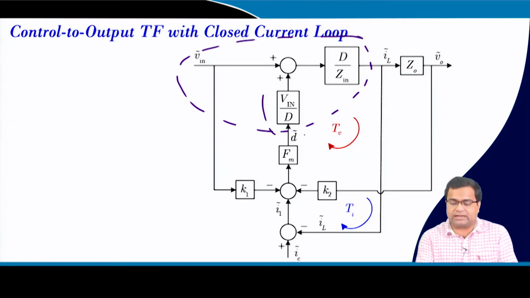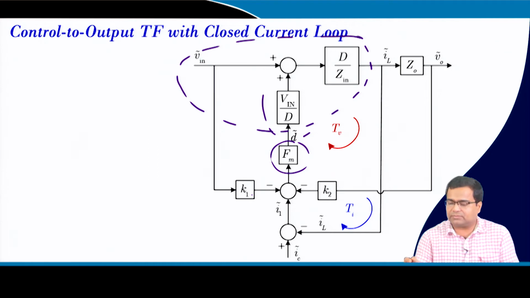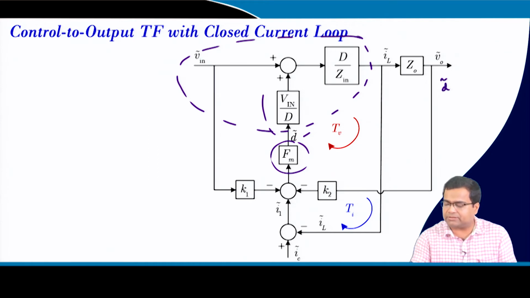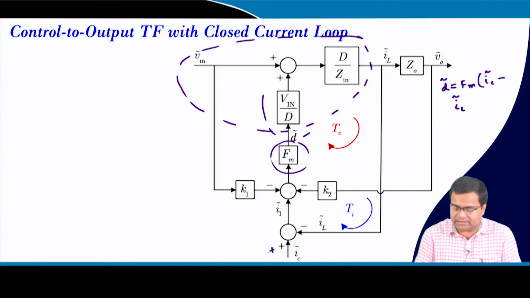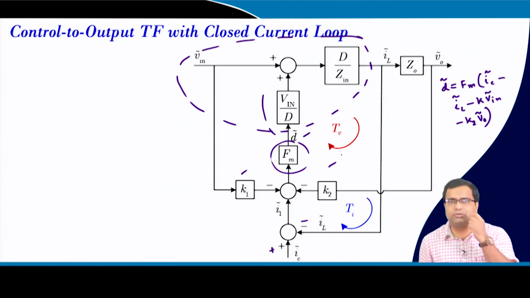Then how are we generating D perturbation? It is Fm into minus K1 into Fm in bracket. That means we know that D perturbation was Fm in bracket IC perturbation minus IL perturbation. So, it is added here, this is subtracted, then minus K1 into V in perturbation minus K2 into V0 perturbation. So, this is K1, K2 that we have discussed.